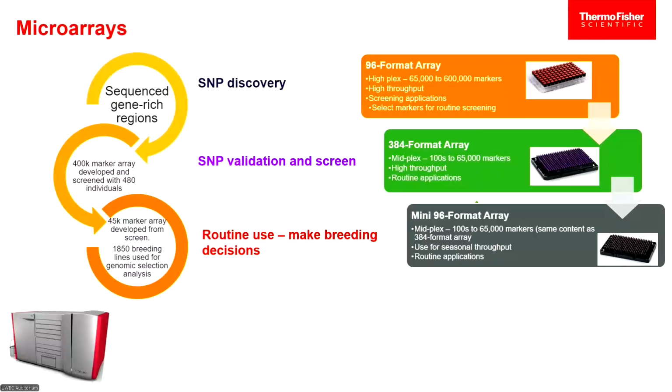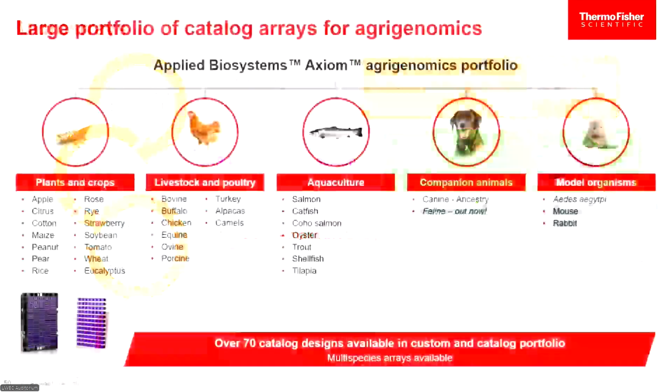We do offer a mini 96 format. And all that does is, if you have a 384 format and you still don't have enough samples to fill a 384 well plate, no problem. We also can make that mini 96 format to serve your needs from a throughput standpoint as you grow. So to summarize here, routine use, breeding decisions, day in and day out. What you design for is what you get on your array. And again, the ability to run the same array over a number of years and still get the same results.